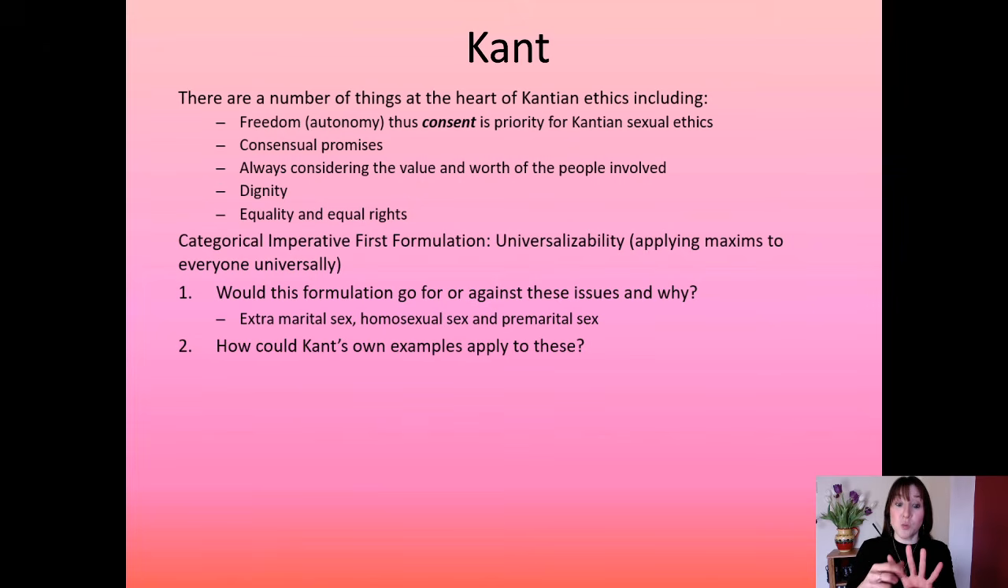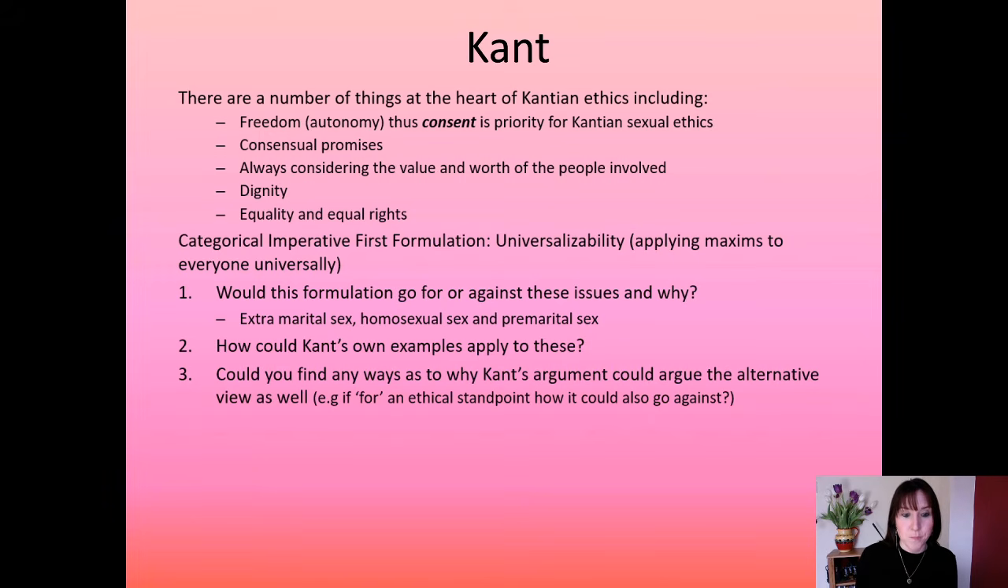So one was suicide, if you remember. So those are the 4. Can you apply those 4 to extramarital, homosexual and premarital? Some of them you can't link that well, but others really work. And could you find any ways as to why Kant's argument could argue the alternative view as well? So, for example, if it's for, how could you go against?